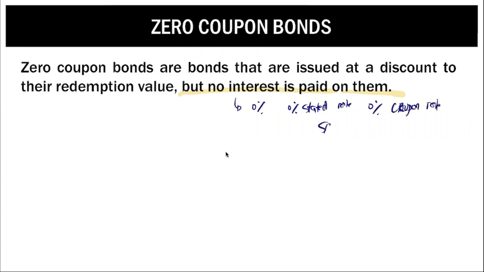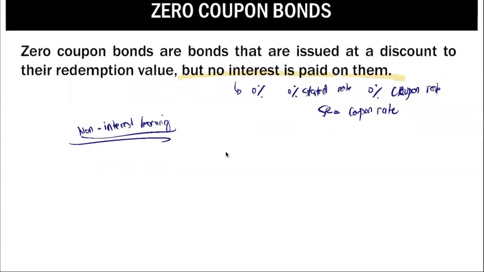Take note, stated rate is the same as your coupon rate. Okay? So zero coupon means there's no interest. Sometimes this is known as non-interest bearing.